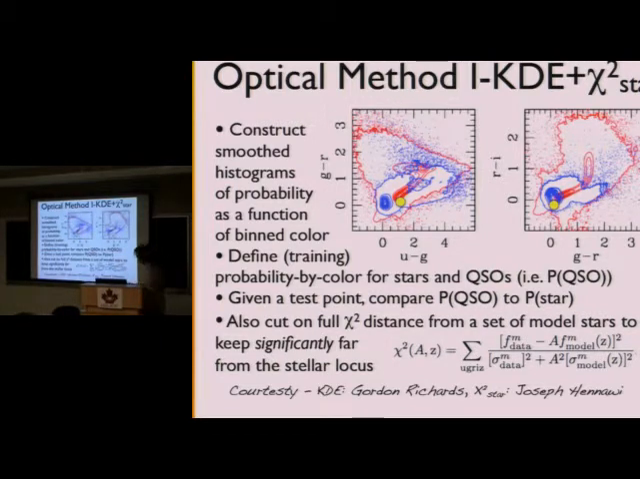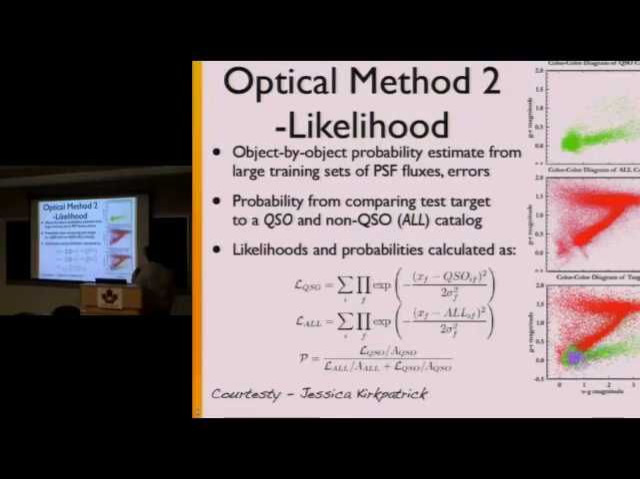And then it has a lot of things bolted on, something like a hodgepodge chi-square distance from a set of model stars to keep it away from the stellar locus. Okay? So it's a very complicated procedure, which actually works reasonably well, but has the main disadvantage that it can't do errors.